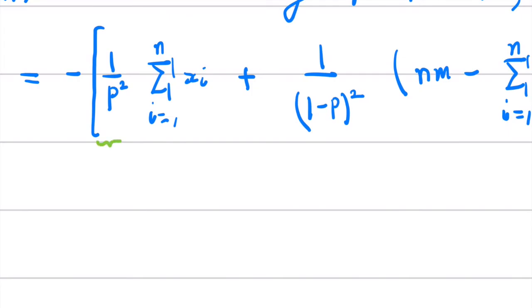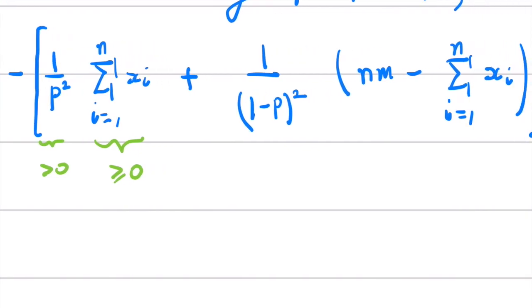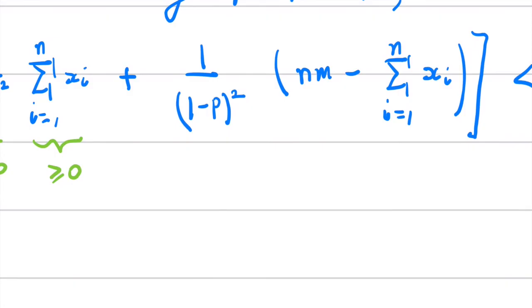So this first expression here, 1 over p squared, well, p squared is greater than 0, so 1 over p squared is greater than 0. The sum of xi's, remember xi's are observations from a binomial distribution, so their sum can only be greater than or equal to 0. I mean, theoretically, they could all be 0, but for this case, I'll leave it like that. Now 1 over 1 minus p squared, again, is greater than 0.